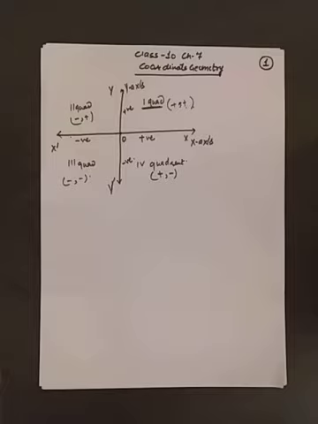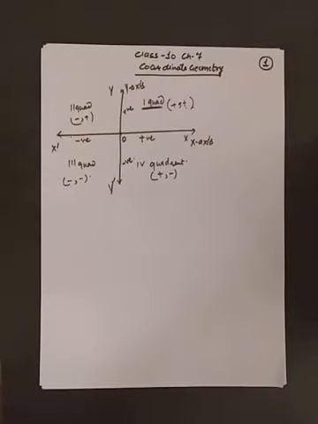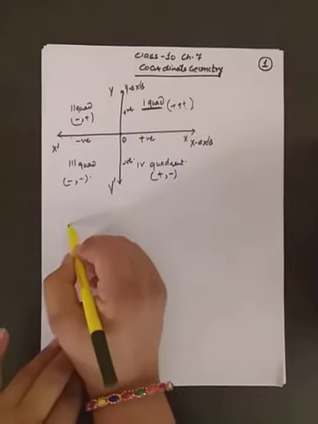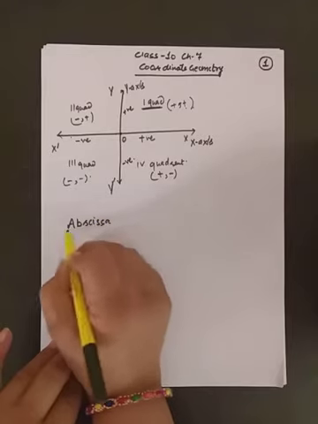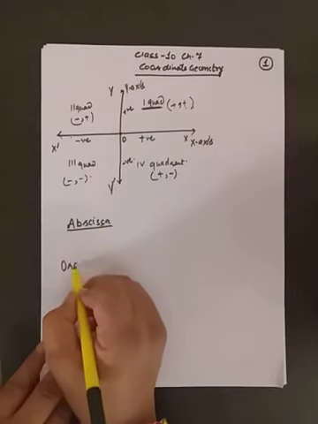The abscissa and ordinate both represent the coordinates of a point in the Cartesian plane. Meaning, to show the exact location of a point on the Cartesian plane we must have two values. The first one is called the abscissa and the second one is called the ordinate.